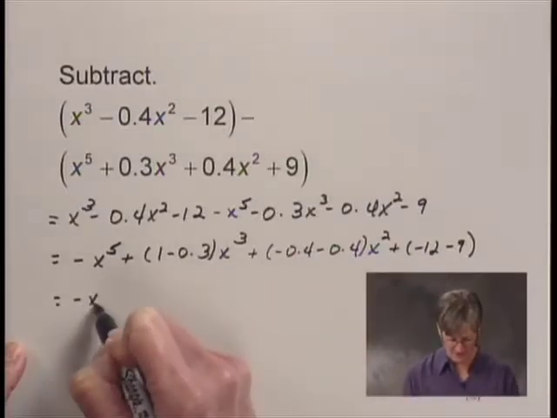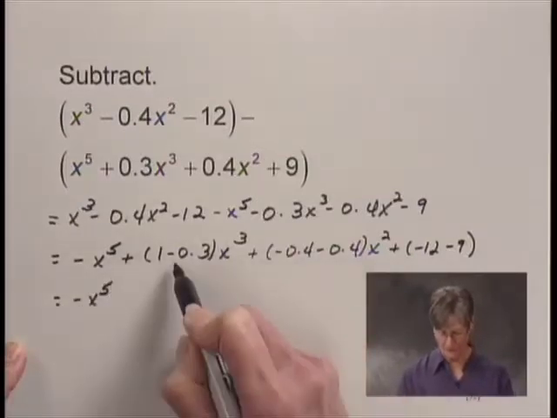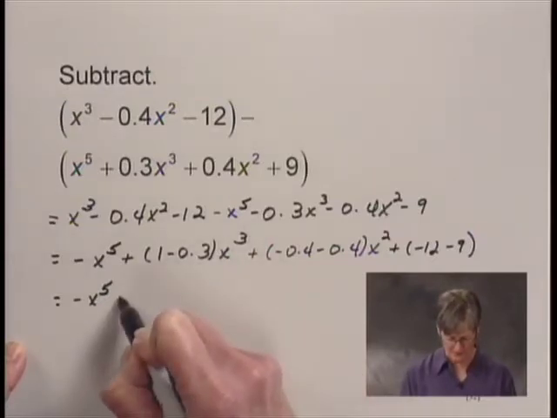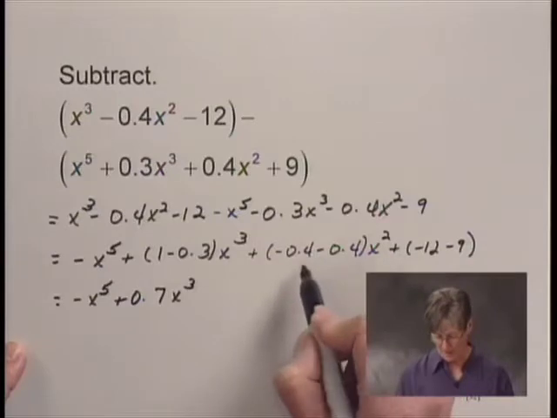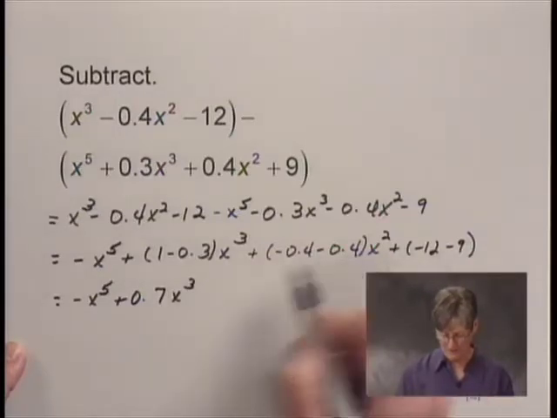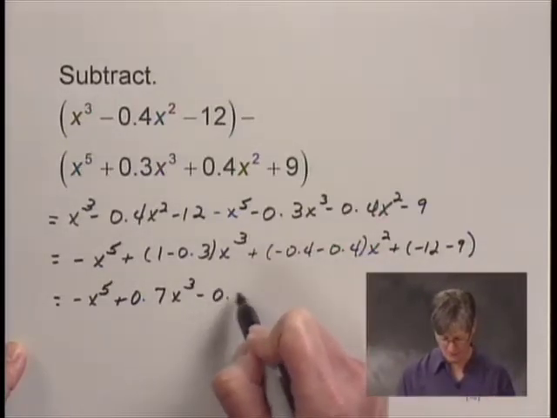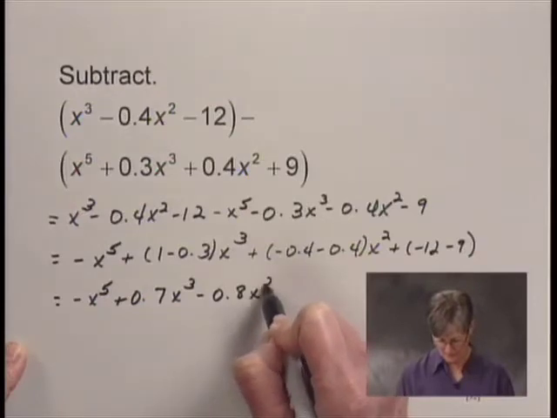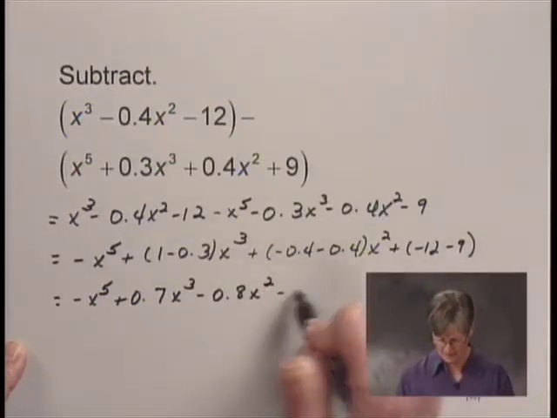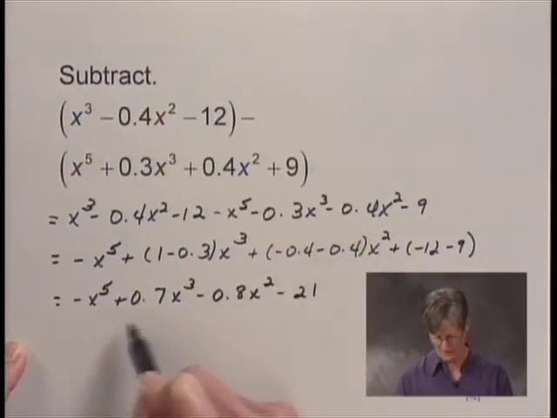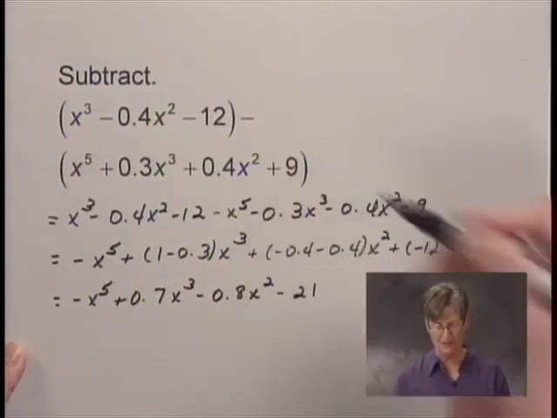I have the opposite of x to the fifth. 1 minus 0.3 is 0.7, so I have plus 0.7x cubed. Negative 0.4 minus 0.4 gives me negative 0.8, that's times x squared. And negative 12 minus 9 is negative 21. So this is the final result of this subtraction.